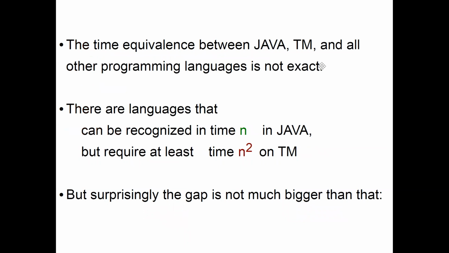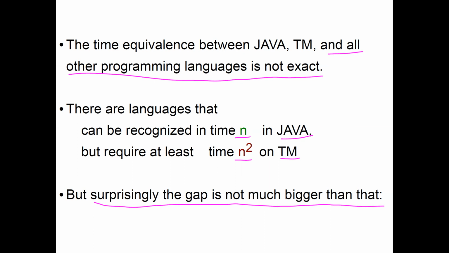Well, the time equivalence between Java and Turing machine and all other programming languages is not exact. In particular, there are languages that can be recognized in time n in Java, so you just do a pass on the input, but they require time at least n squared on a Turing machine. This comes from the fact that the Turing machine moves the head sequentially, while Java can jump around in the memory. Surprisingly, the gap is not much bigger than that.